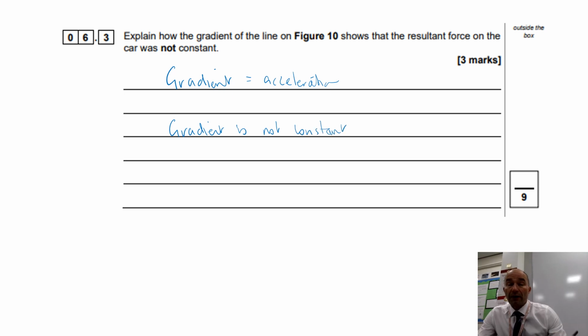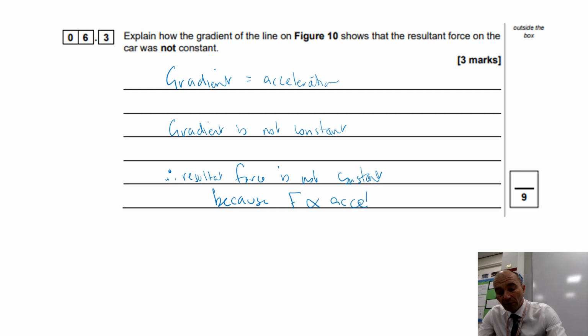If it was a straight line, it would have been constant. However, in this case, we've got that curve, which means it's not. So that means that the resultant force can't be constant. And that's because, and this is linking this to F equals ma, force is proportional to acceleration. Okay, that question's out of 9 marks. Well done if you got all 9.